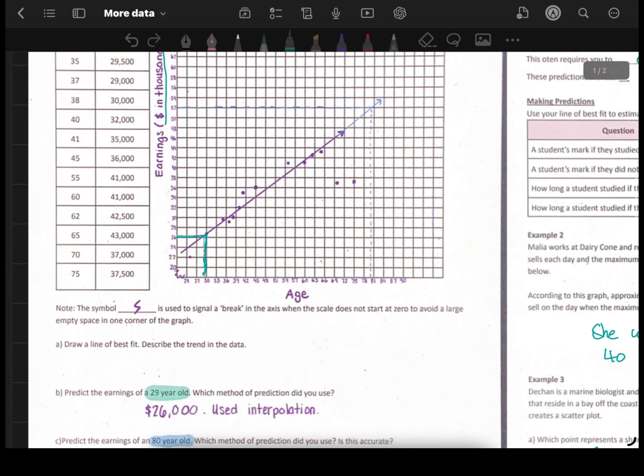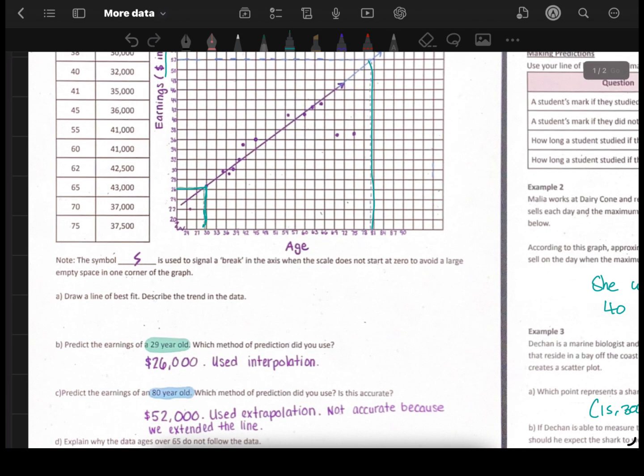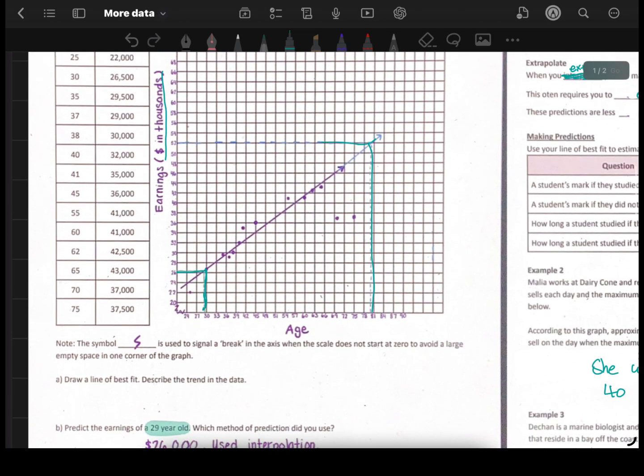To predict the earnings of an 80-year-old. Now, an 80-year-old is around here. This goes above our data, so this is extrapolation, and it would be around 52,000 because when we go here, it hits 52 and it's in thousands.